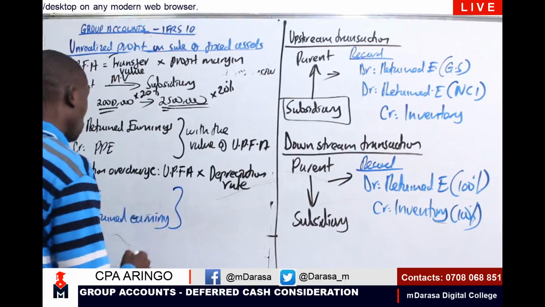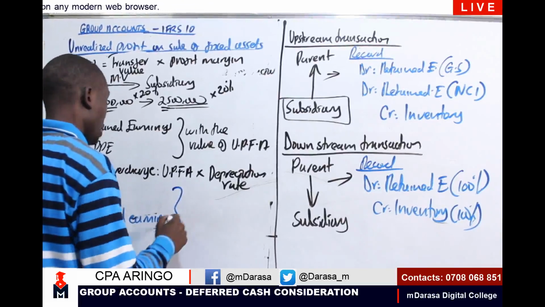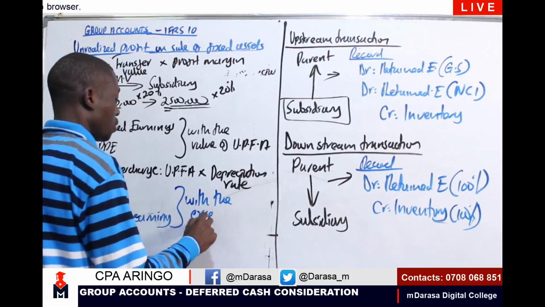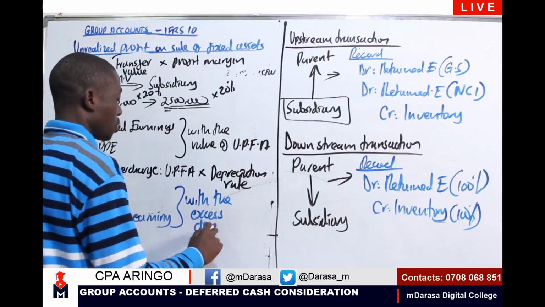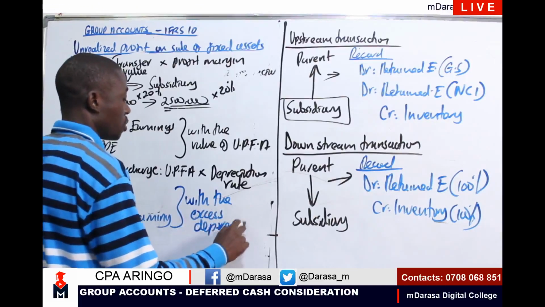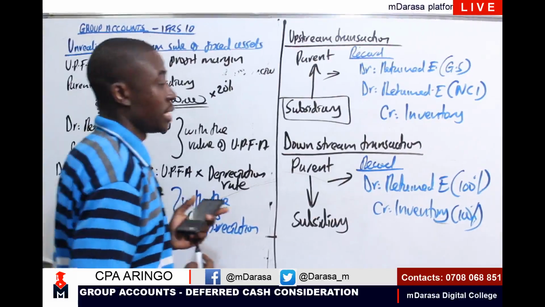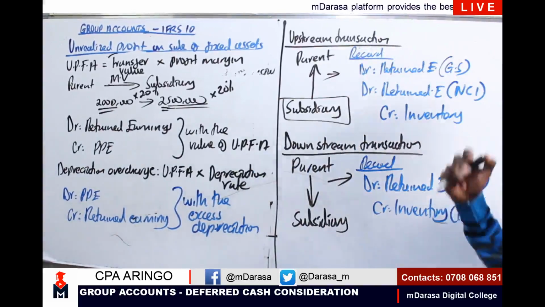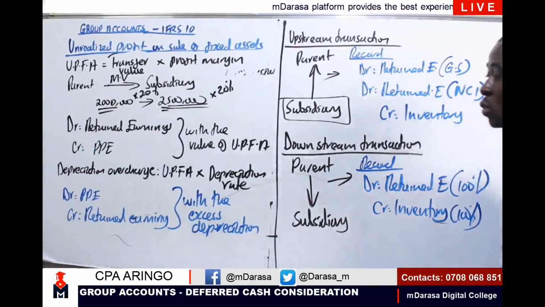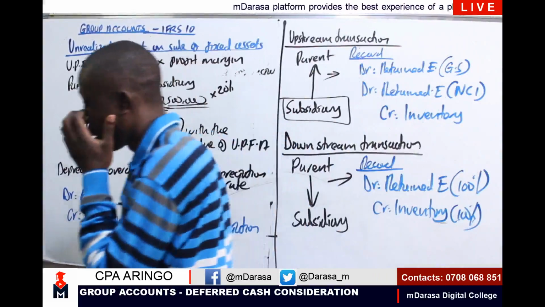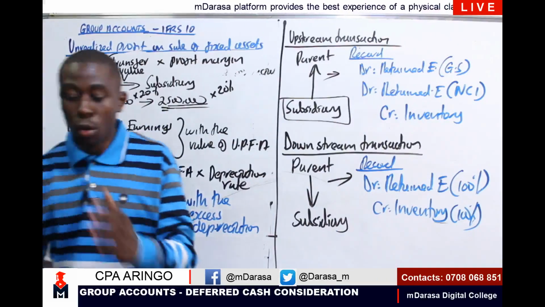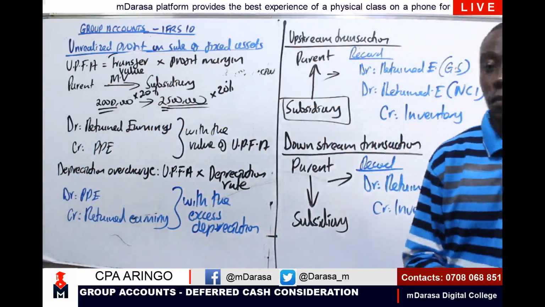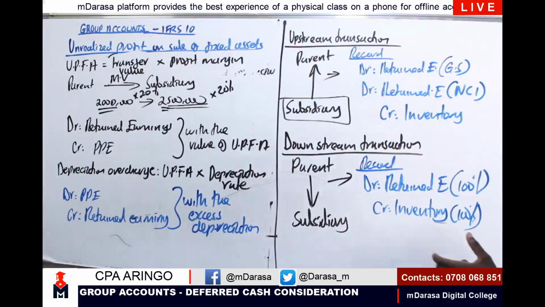So, of course, this is with the excess depreciation. So basically, the concept of UPS is also very, very key for us to always have in mind. And the good thing is that in this case, we have looked at both UPS on closing inventory and UPS on fixed assets.